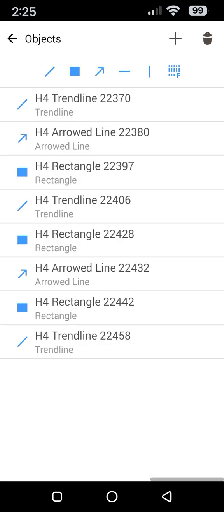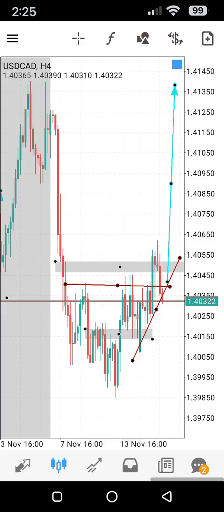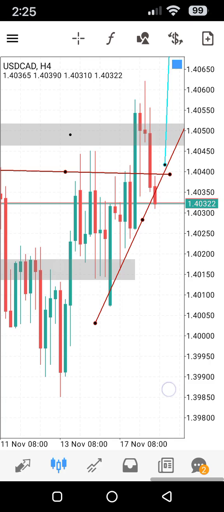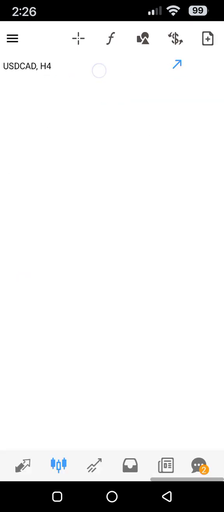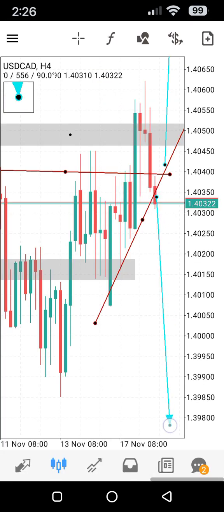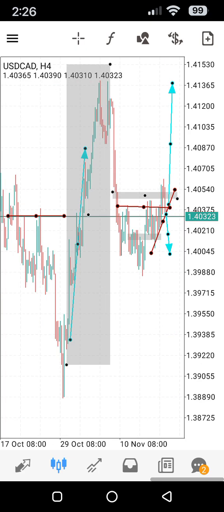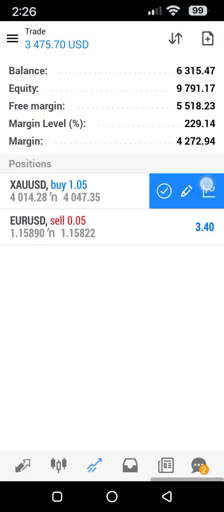But if price doesn't respect this trend line, we may see it pushing all the way down. We may see another impulsive corrective move all the way down. So that's it for USD CAD. But for gold, we are in 3k profit.